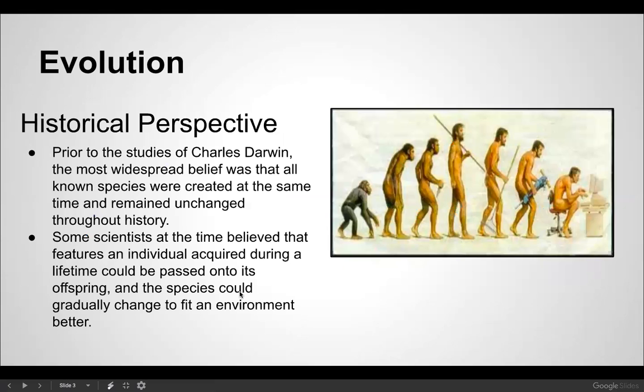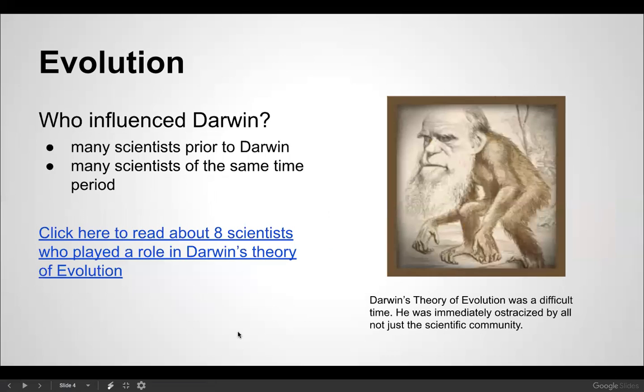So, from a historical perspective, prior to the studies of Darwin, the most widespread belief was that all known species were created at the same time and remained unchanged throughout history. Some scientists at the time believed that features an individual acquired during a lifetime could be passed on to its offspring, and the species could gradually fit an environment better.